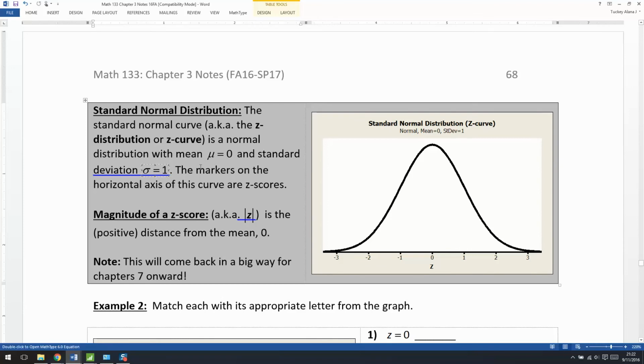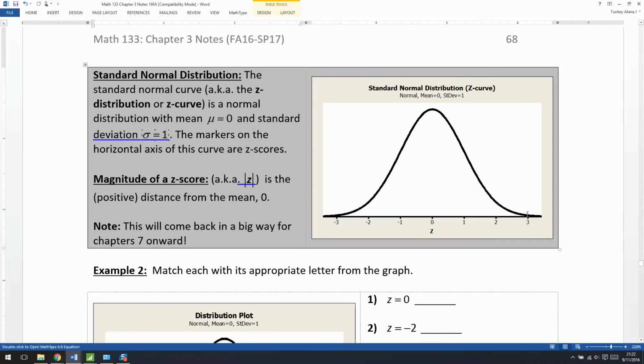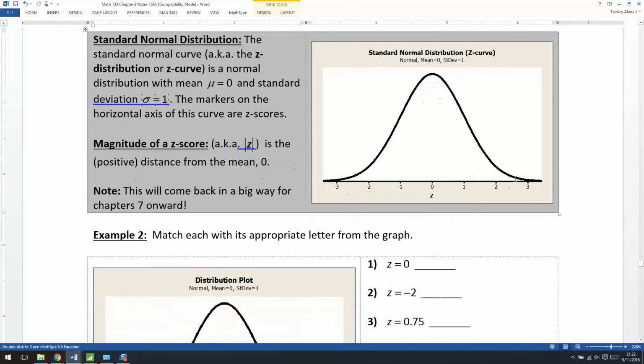So the markers on the horizontal axis, you can see down here, there's 0, there's 1, there's 2, and 3. Technically the curve keeps going from there, but it's rare to have anybody past 3. Very rare, in fact.